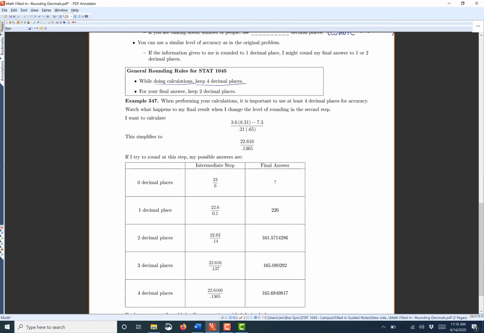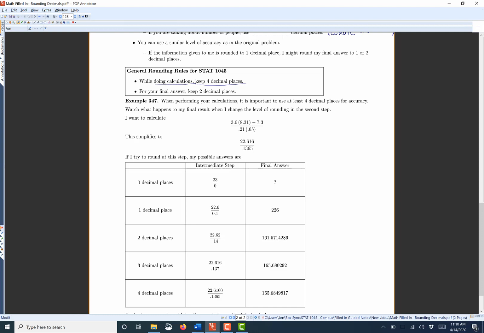When you're performing your actual calculations, it's important to use at least 4 decimal places. So let's look at what happens to my final answer when I change the level of rounding in my second step. So in this problem, I want to calculate this big looking thing. Now I wanted to simplify it to put in my calculator, so I put everything on the top into my calculator and I got 22.616. And if I put everything on the bottom in my calculator, I get 0.1365. That's what I get without rounding, but if I did try to round at this step, I could get different answers.